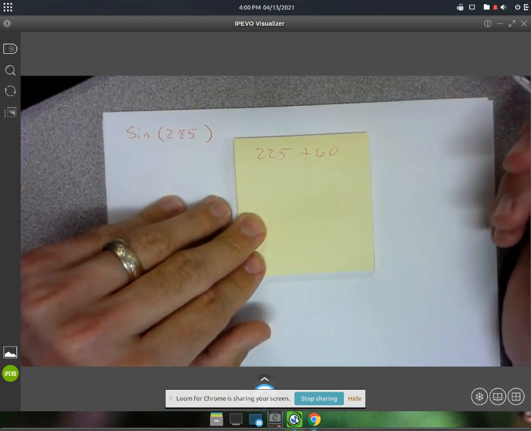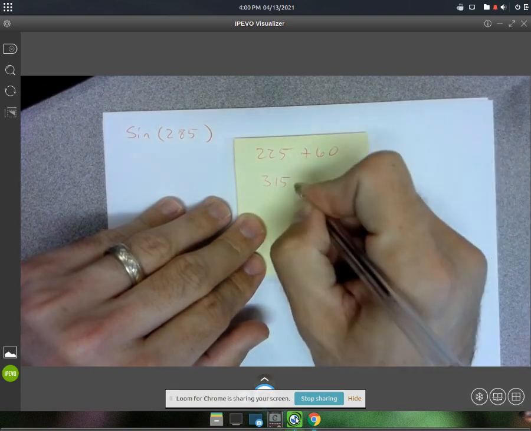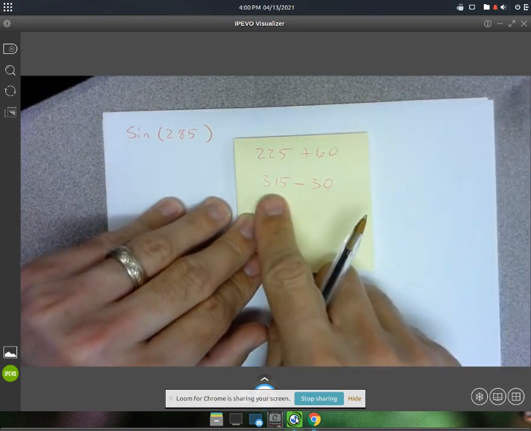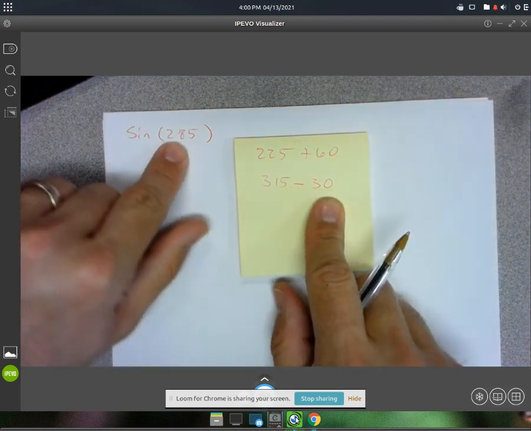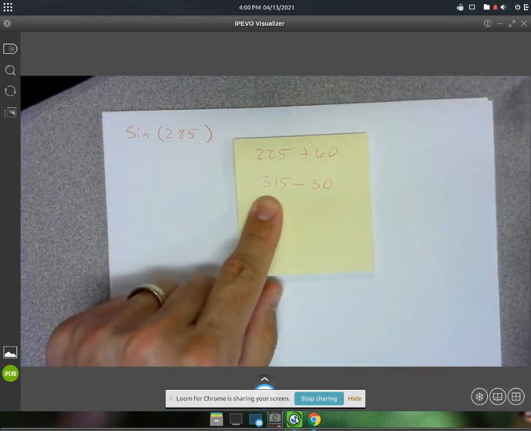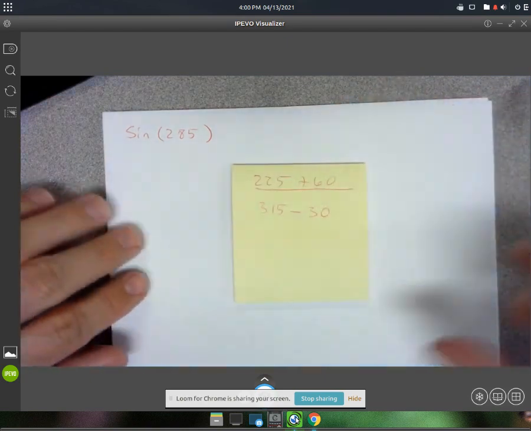The other way would be to use 315 minus 30. Yep, 315 minus 30 would also get you to 285. But this one requires you to use the difference formula, while the other one would require you to use the sum formula. For no special reason at all, I'm going to use the 225 and 60.